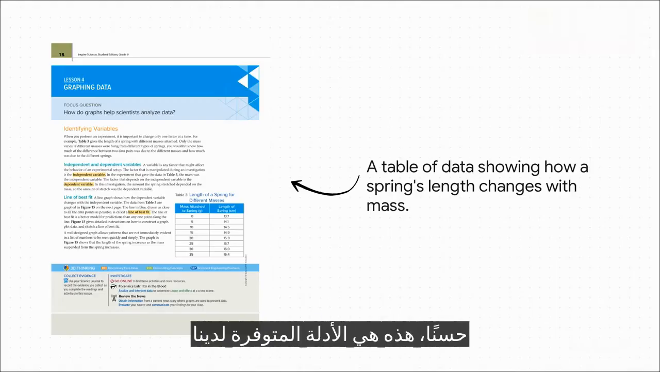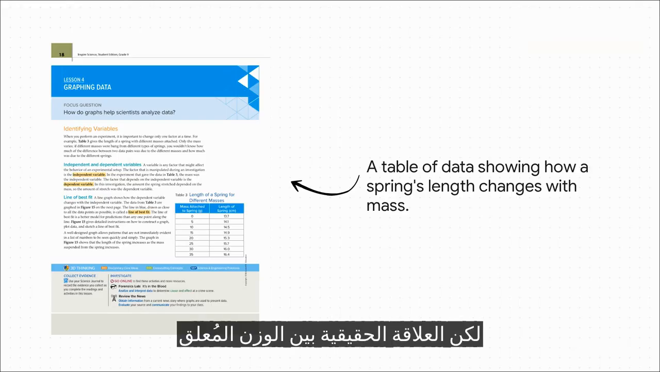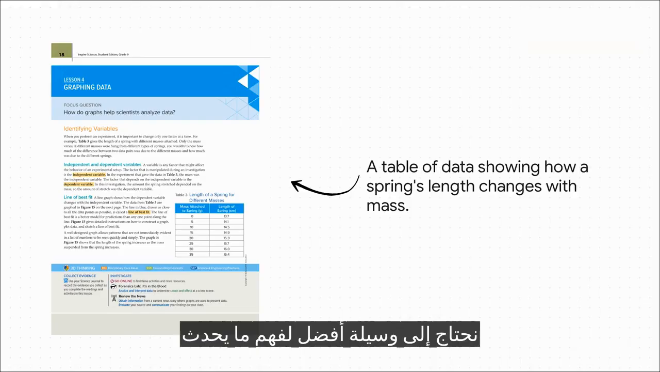Okay, so here are our clues. This table shows what happens to a spring's length when we start hanging different masses on it. You can see the numbers are going up, sure, but the real pattern, the relationship between the mass and how much the spring stretches, it's still kind of fuzzy, right? We need a better way to see what's going on.